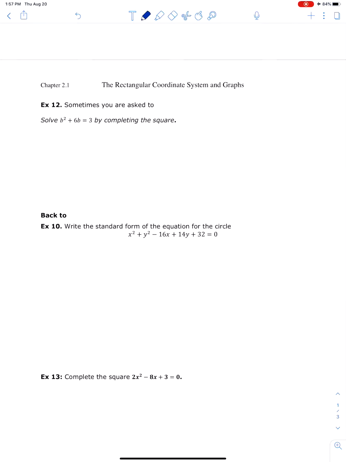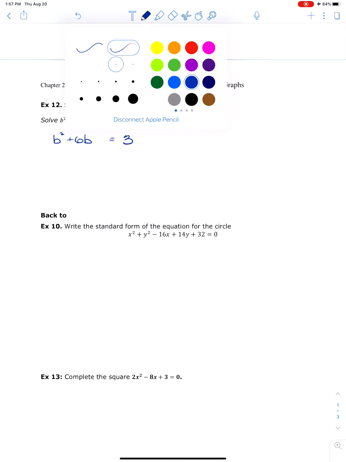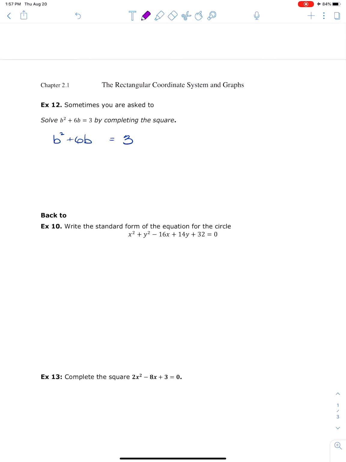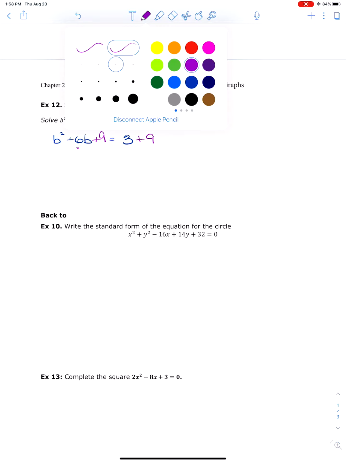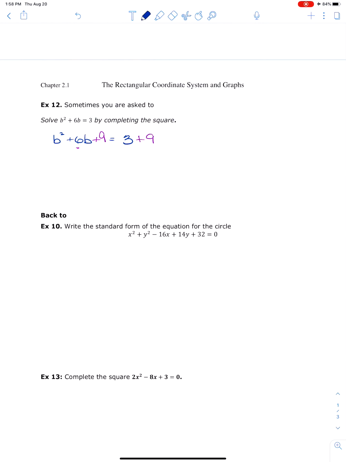So we are going to solve this equation by completing the square. It looks a little different than what we're doing with the circles. It's also just got one variable to deal with. So I'm going to start by just rewriting this with a little room. And then I cut my linear coefficient in half. I'm going to cut this 6 right here in half. I get 3. I'm going to square that. That tells me what I'm adding to both sides. So I'm adding 9 to both sides.